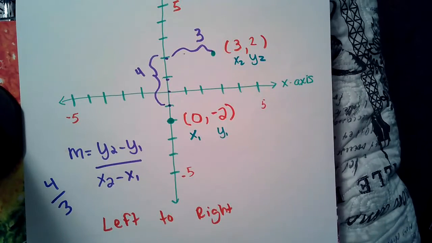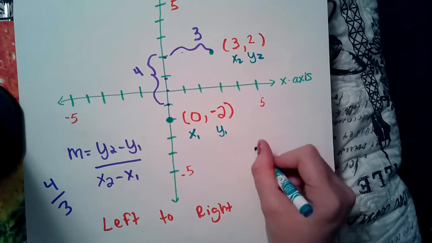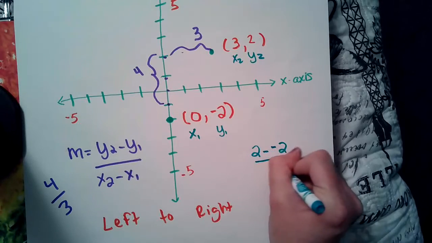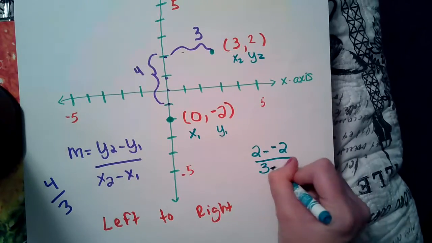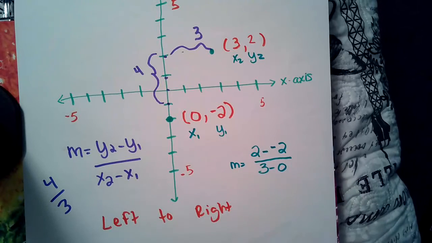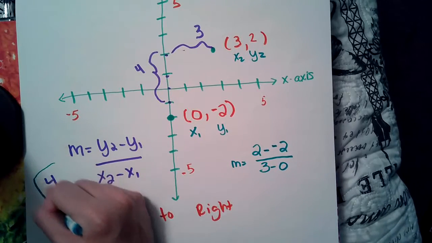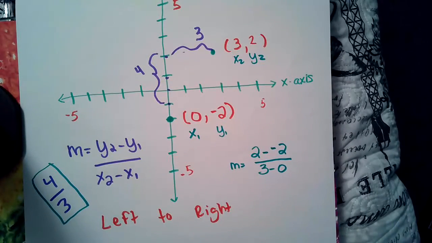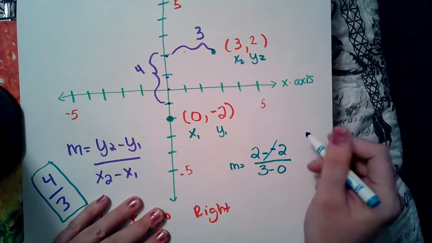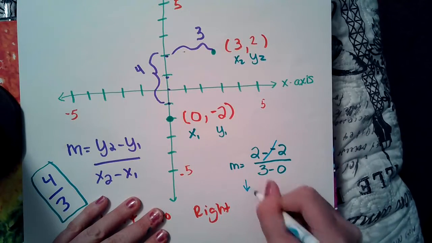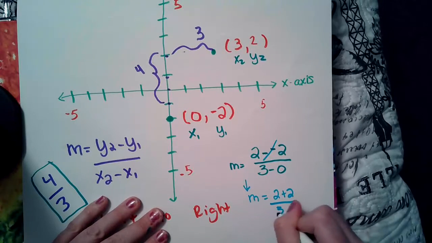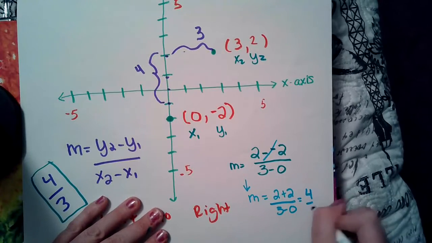So let's see what we got here. If I plug these in, I have 2 minus negative 2 over 3 minus 0. So remember, we're trying to get this, because we use the cheat by counting up and counting over. We're going to see if we get that. I know that this has to become a positive, so I have to rewrite this. I'm going to rewrite it down here. M is equal to 2 plus 2 divided by 3 minus 0, which gives me 4/3.